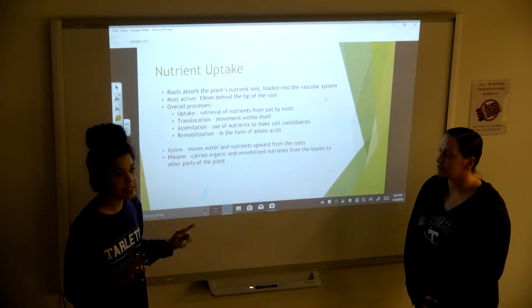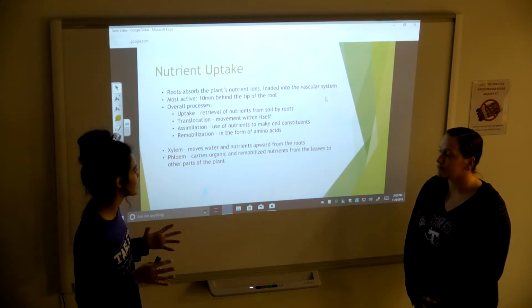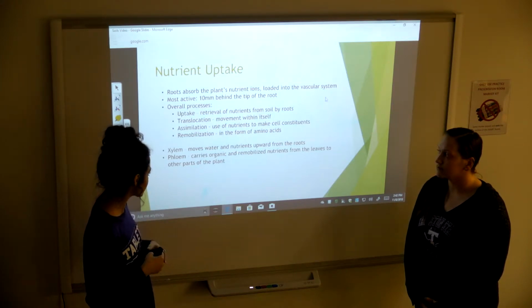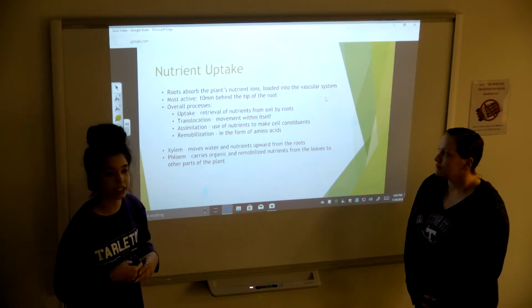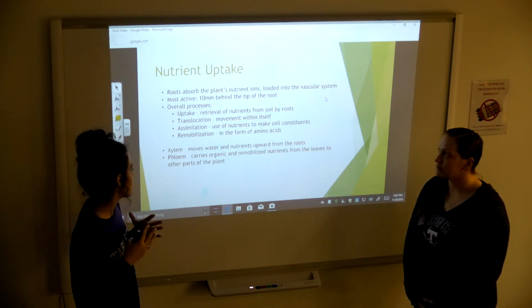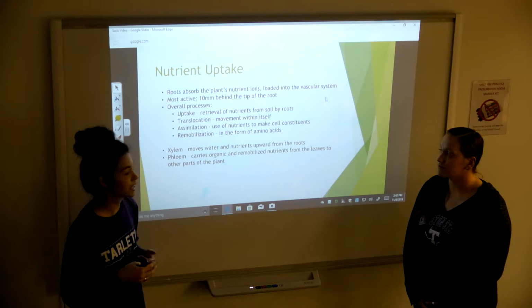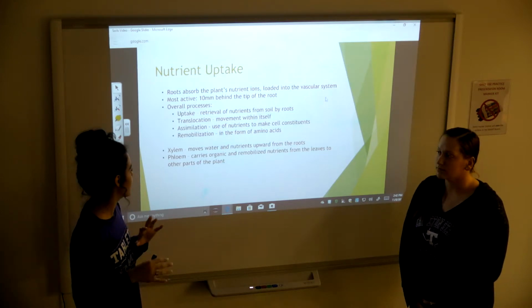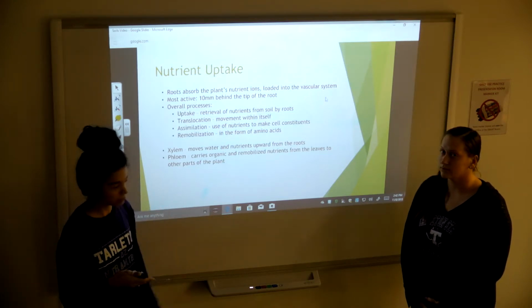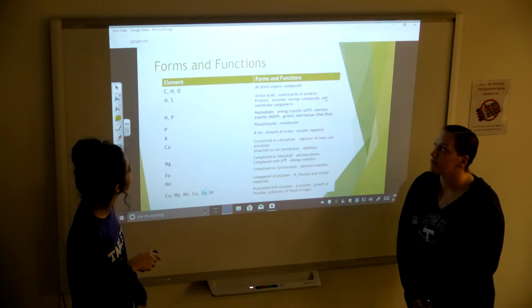Two of the key players in this whole process are the xylem and the phloem. The xylem moves water and nutrients upward from the root to the plant, and then the phloem carries the organic and remobilized nutrients from the leaves to other parts of the plant. So just all around.